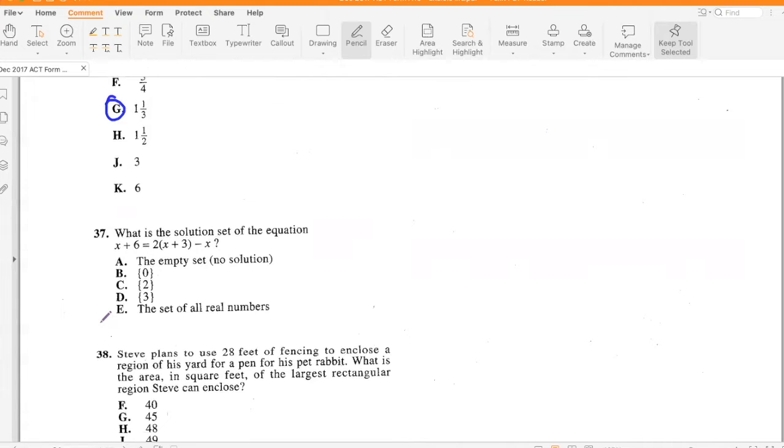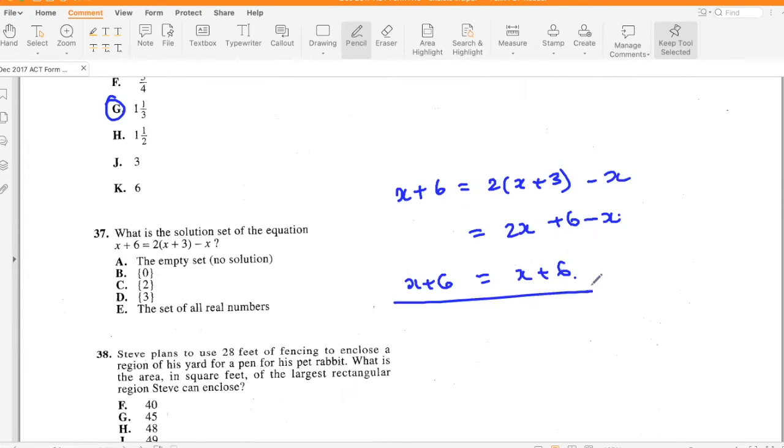What is the solution set of this equation? So x plus 6 is 2 times (x plus 3) minus x. So that is 2x plus 6 minus x. So x plus 6 is x plus 6. So this will be an identity, true for all values of x. So E.